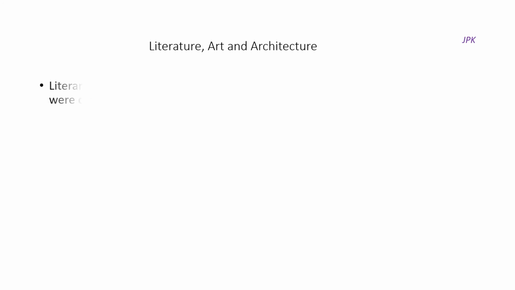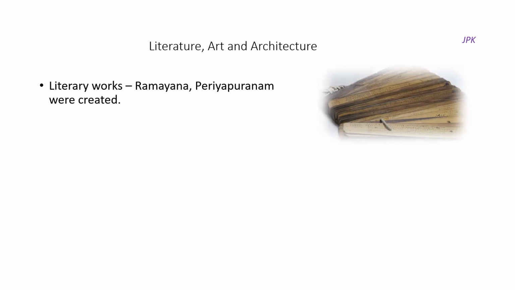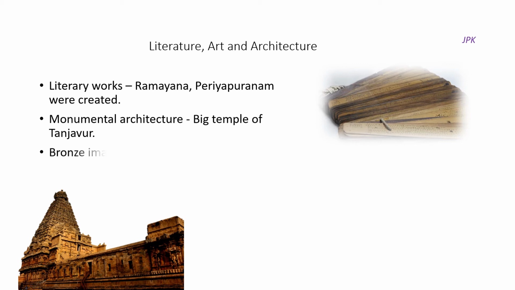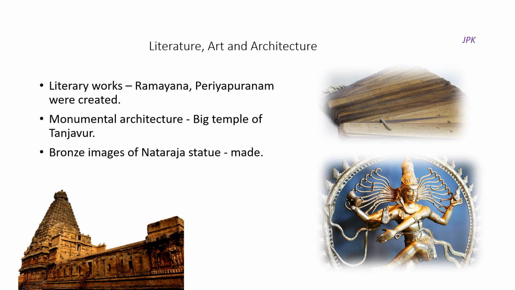Literature, art, and architecture. In southern India, works such as Ramayana, Periyapuranam, etc. were written. The Tanjavur Big Temple is a great example of monumental architecture. The bronze image of Nataraja statue is a great example of art.